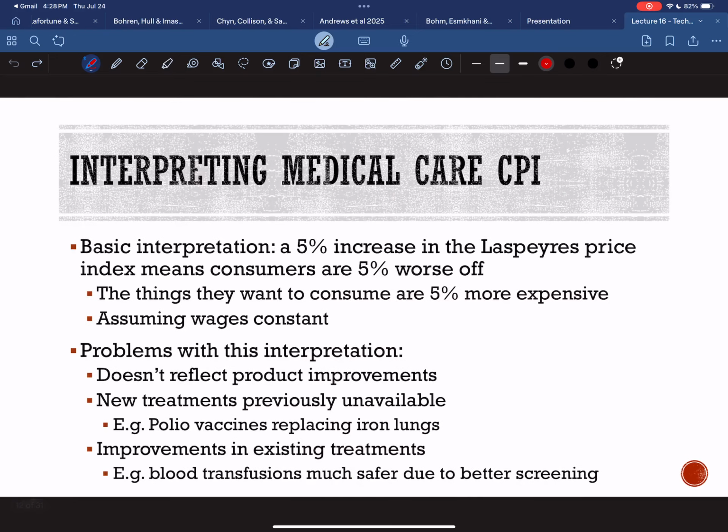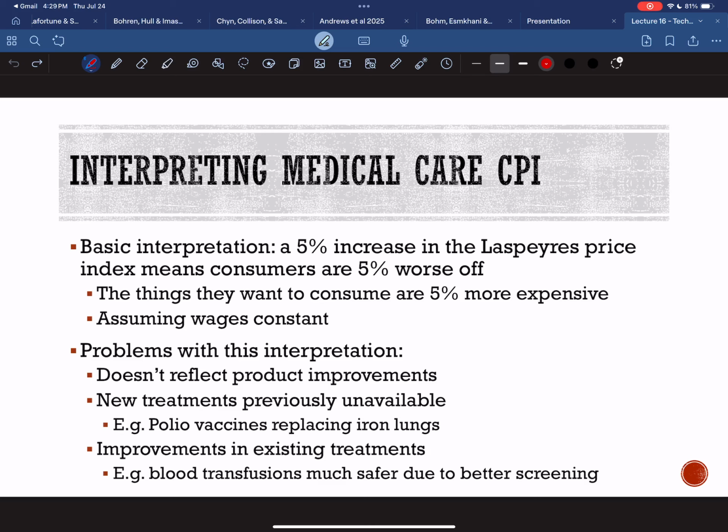And on top of that, even though we can see there's inflation in medical prices, there's a problem with all inflation indices, including the medical care CPI, which is, how do you interpret them? A basic interpretation of a medical care CPI is that a 5% increase in the Laspeyres price index means that consumers are 5% worse off, because the things they want to consume are 5% more expensive, and this is assuming wages are constant.